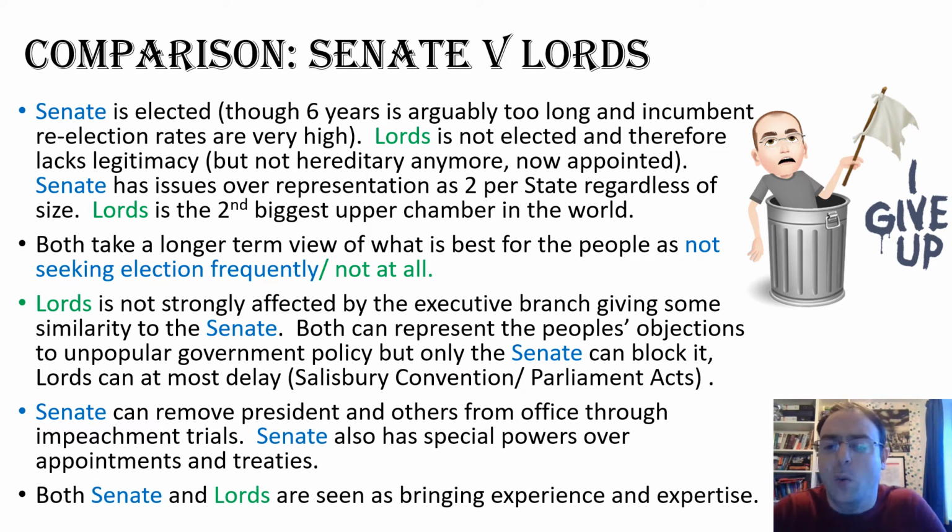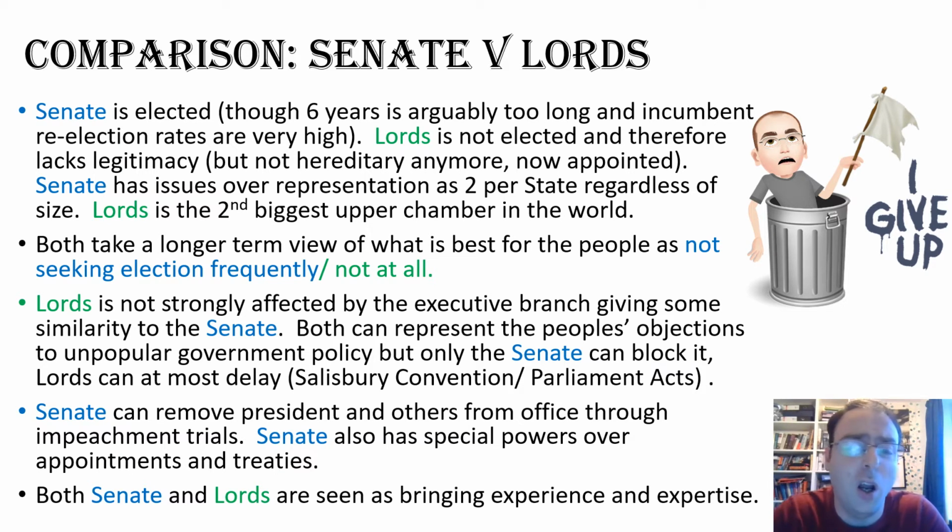So if we compare the Senate with the Lords, well, the Senate is elected for 6-year terms. A third of the Senate is elected every 2 years. Now, some people argue that this is too long, particularly because incumbency rates for re-election are very high. But it must be said this is much better than the House of Lords that's not elected at all, and therefore lacks a real sense of legitimacy. I mean, it's not hereditary anymore, they are now appointed, but even so, this doesn't really overcome this problem to a great extent.